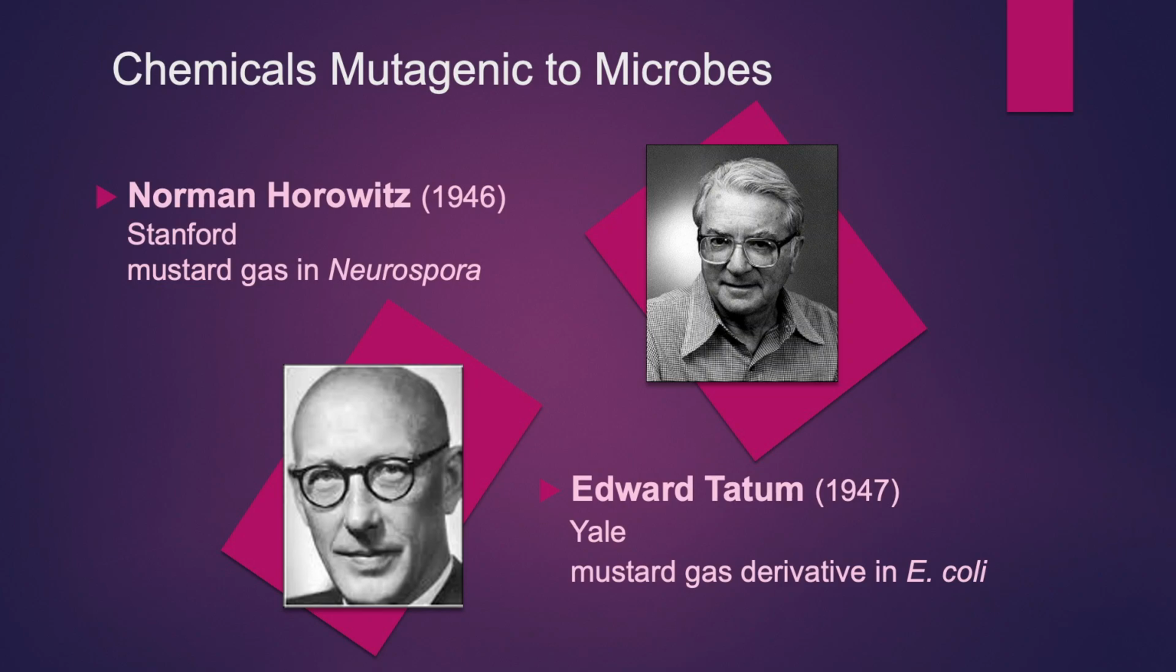Also after the war, mutagenesis in microbes really started to emerge. So Norm Horowitz at Stanford showed also that mustard gas was mutagenic in Neurospora, and Ed Tatum in 1947 at Yale showed that derivatives of mustard gas were also mutagenic in E. coli. So within just a year or two after the war, it was very clear that you could take a single mutagen, in this case a mustard gas, and show that it was mutagenic in an insect and in at least 2 different microbes. And we began to draw the conclusion that there was some common feature in the mutagenesis in all these organisms. It wasn't unique to any one particular one.